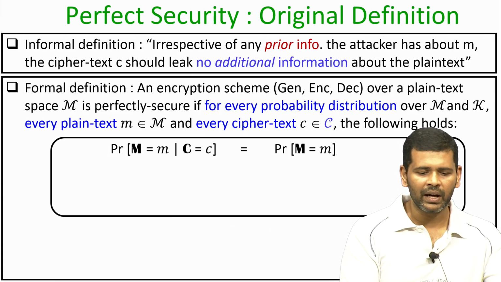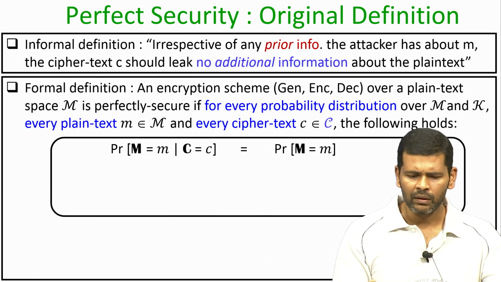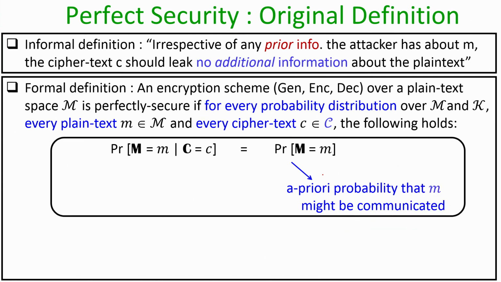Let us try to understand what exactly the LHS and the RHS of this equality stand for. If you consider the RHS of this equality, namely the probability that the plain text is equal to little m, that is precisely the a priori probability that message m could be communicated by the sender. That is the prior information about the underlying plain text before any communication has happened from the sender to the receiver, before any key generation algorithm has been used and the message has been encrypted. That is the a priori information about the underlying plain text.